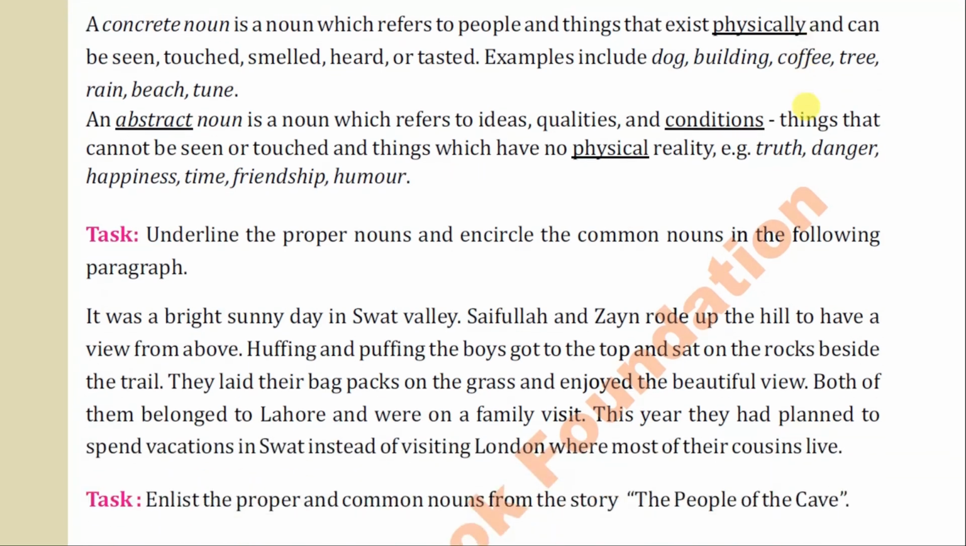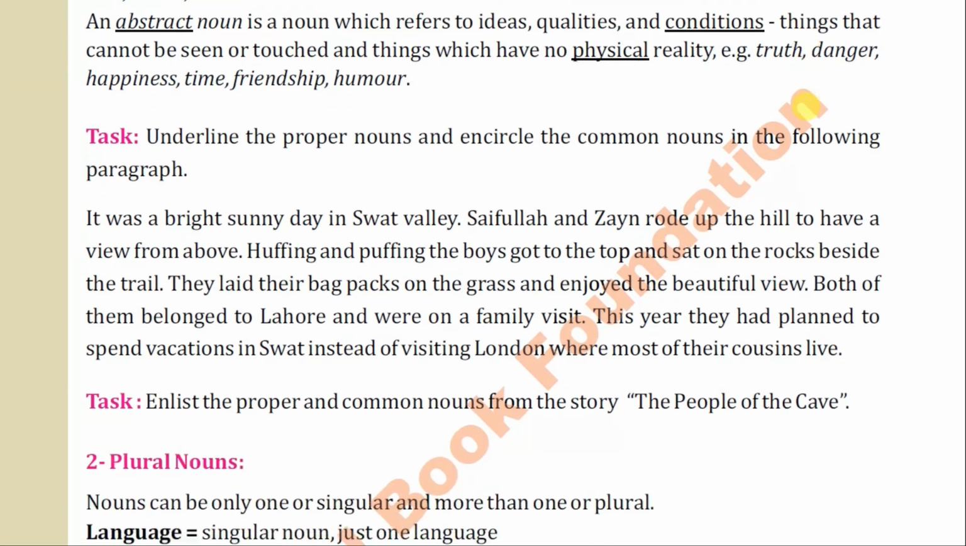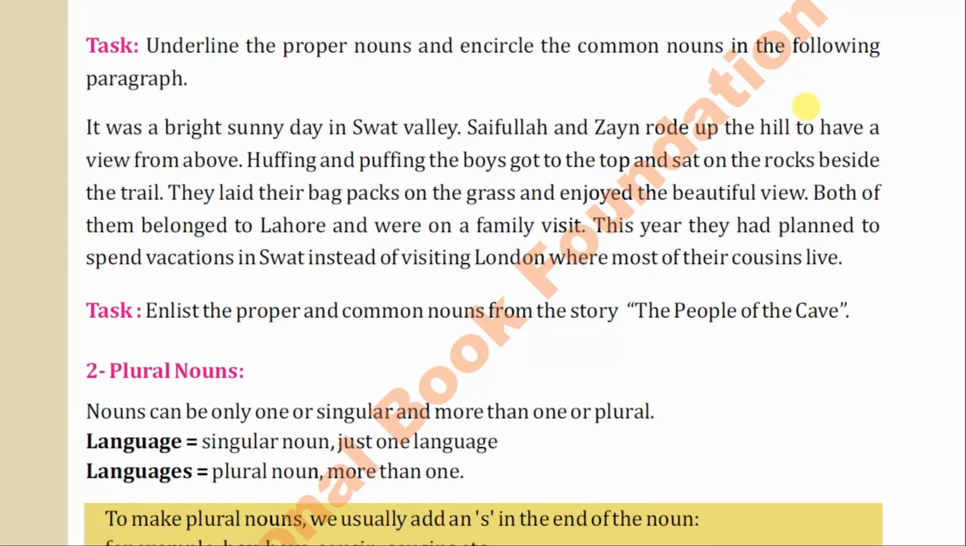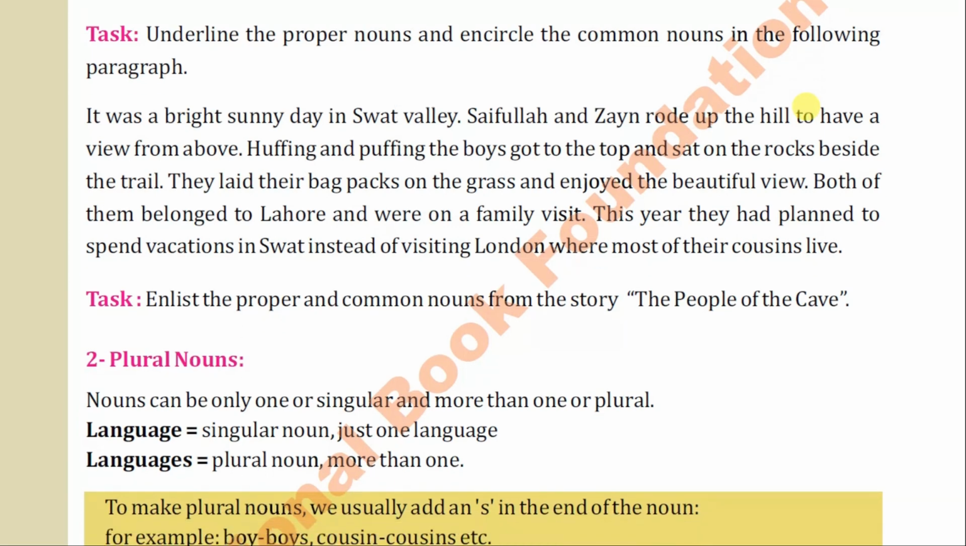Then the abstract noun. An abstract noun is a noun which refers to ideas, qualities and conditions. Things that cannot be seen or touched, and things which have no physical reality. For example, truth, danger, happiness, time, friendship, humor. All these things have their existence but not physically. You can't touch these with your 5 senses. That is why these are called abstract. Abstract, the thing that can be imagined but you can't touch, you can't see that thing. These things are called abstract things.